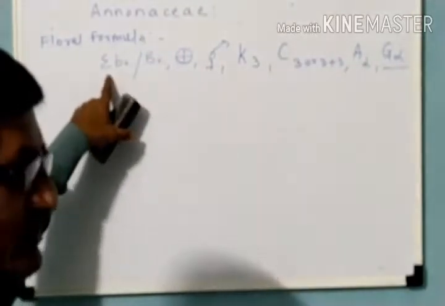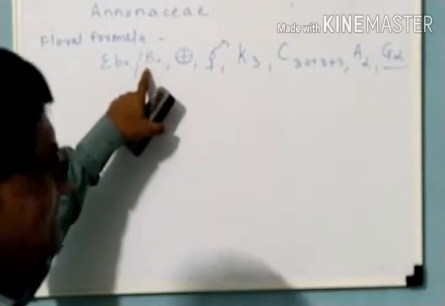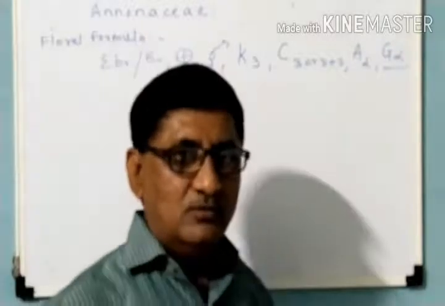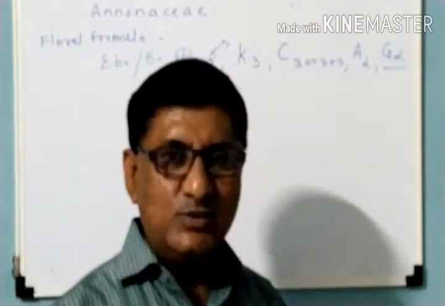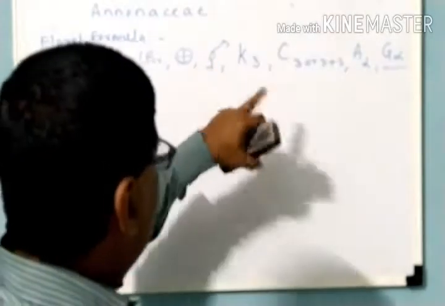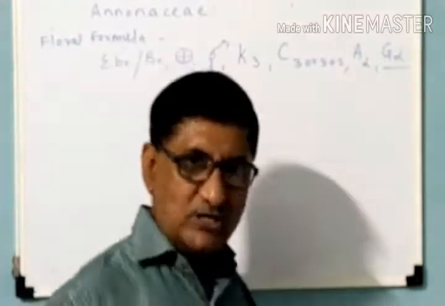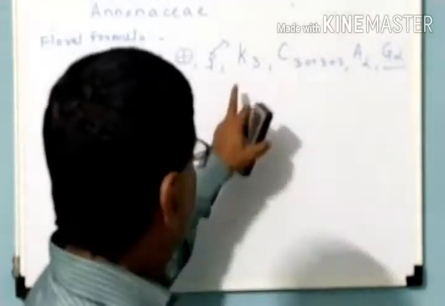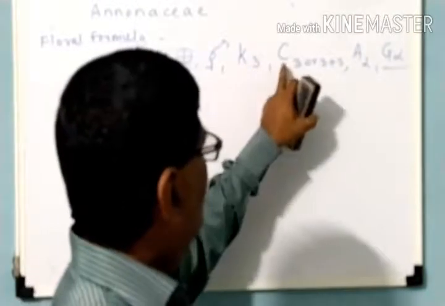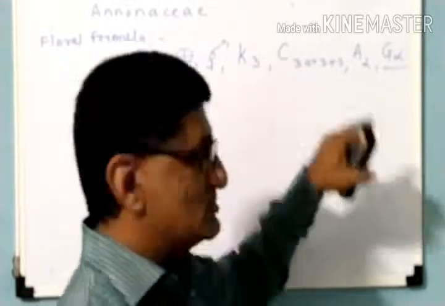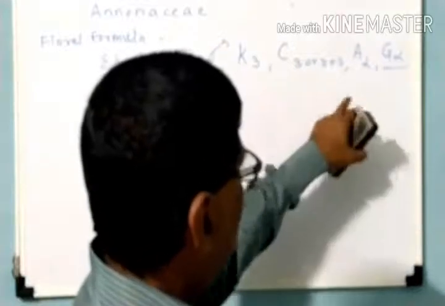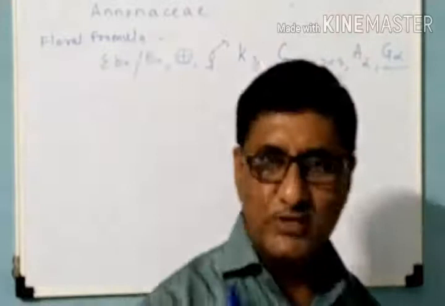Ebracteate means the flower is without a bract. Maybe bracteate means the flower has a bract. Actinomorphic flower: you can cut the flower from any side and you will get two equal parts. That is a symmetrical flower. Bisexual means male and female reproductive structures are present in the same flower. Calyx shows the presence of three sepals, they are free. Corolla shows 3 petals or 6 petals. They may be 3 or 3 plus 3, polypetalous, androecium many, gynoecium many, superior.